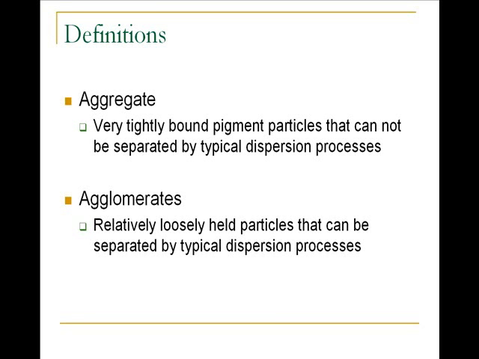Pigment suppliers try to reduce the amount of aggregates and agglomerates in the pigment that they sell, but they always produce some, and that's where the compounders come in to perform the dispersion of the pigments into the plastic.